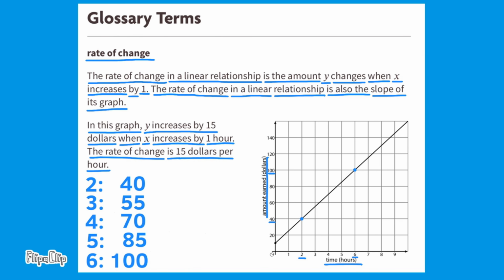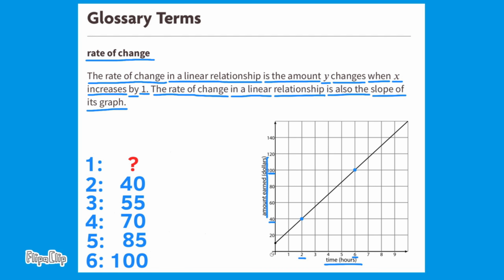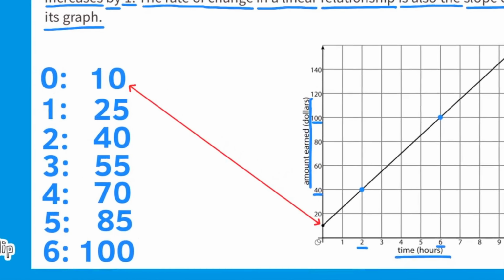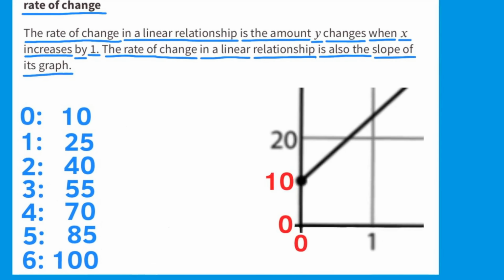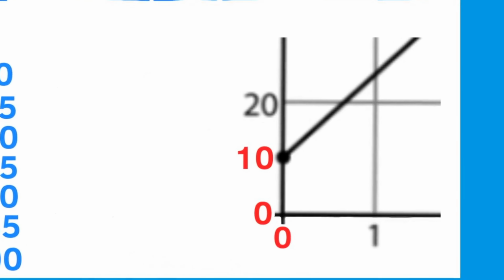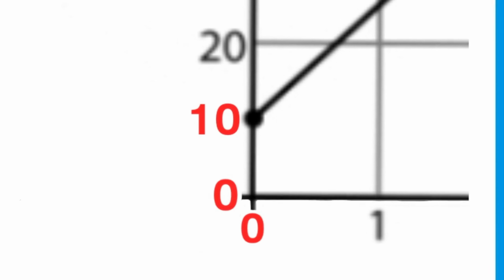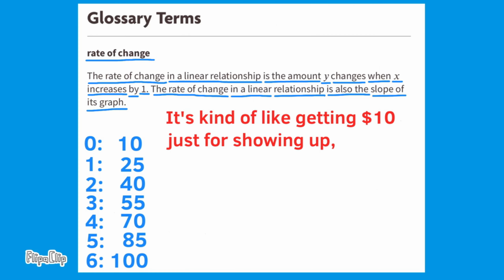So let's see if we can figure this out. 55 minus 15 is 40, and 40 minus 15 is 25, and 25 minus 15 is 10. The line on this graph shows that 0 hours is worth $10. Here's a closer look. At 0 hours, the line starts halfway between $0 and $20, which is $10. It's kind of like getting $10 just for showing up, then earning $15 per hour.